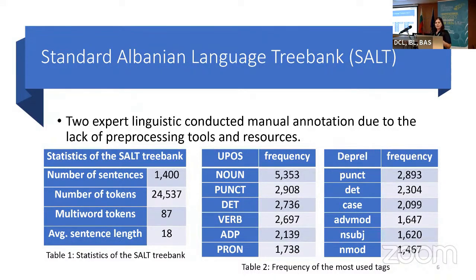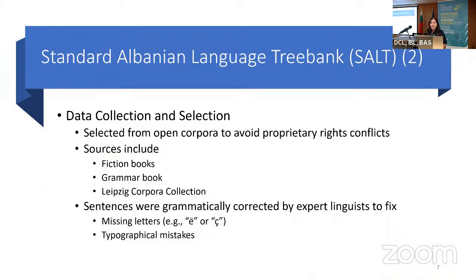In this slide, I have put some statistics about our corpus: the number of sentences, the number of tokens, and multi-word tokens. If you are familiar with UD, there are tokens that you can split into main words, let's say. There are some short forms in Albanian that are divided like this. The average sentence length is 80 tokens, and in the second table, I have inserted the most frequent universal POS tags and DEPREL tags in our corpus.